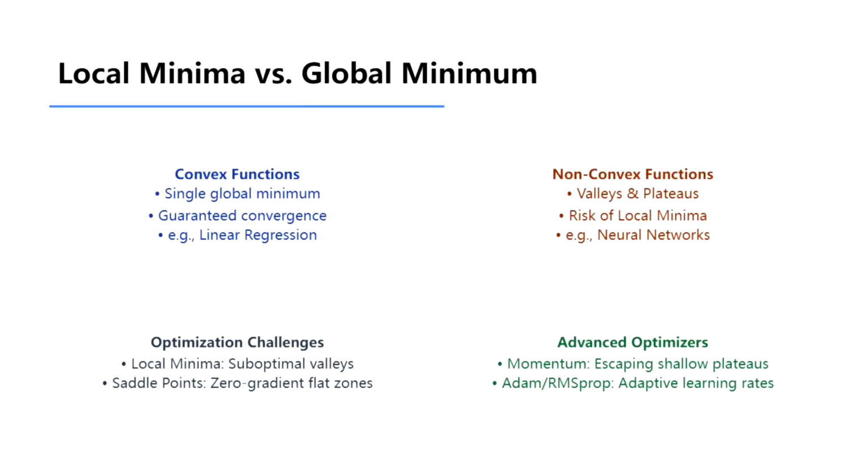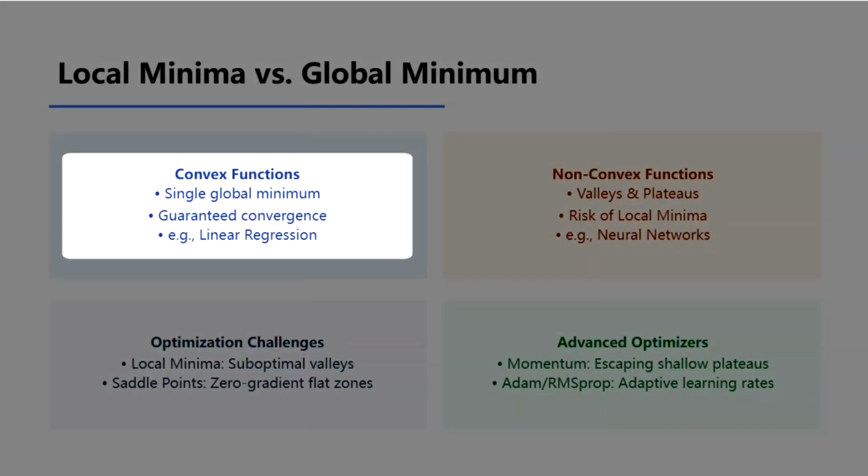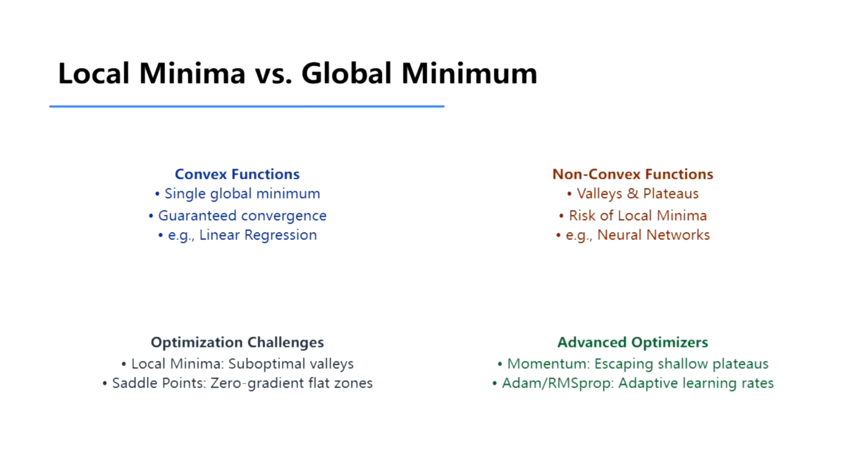As we've seen on previous pages, the loss function isn't always a simple, smooth bowl. In simpler models like linear regression, we deal with convex functions. These are ideal because they have a single global minimum, guaranteeing that if we tune our learning rate correctly, we will reach the absolute best solution.